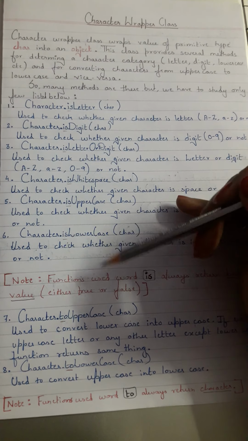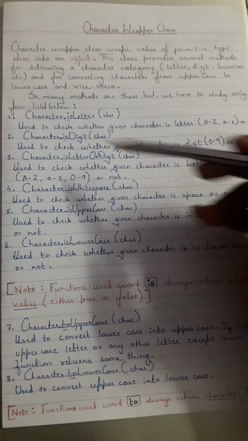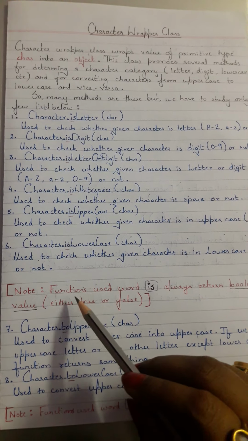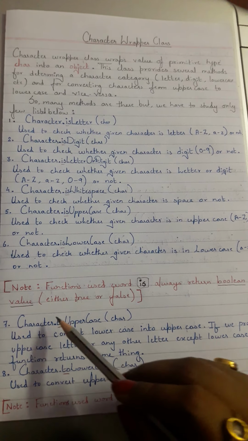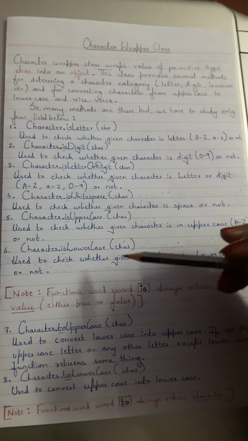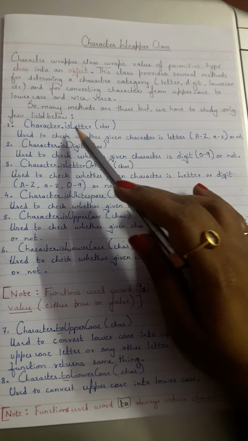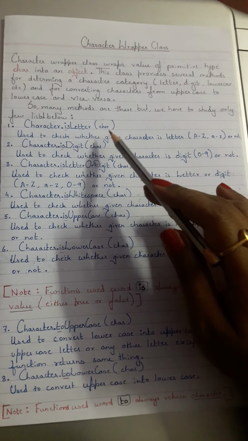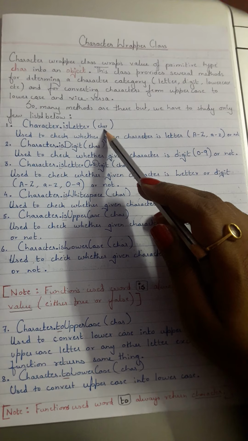See, the functions containing "is", I've written here. Functions that use the word "is" always return a boolean value. Boolean means true or false. These functions always return a boolean value, meaning true or false. Here isLetter tells us whether the given character is a letter or not.